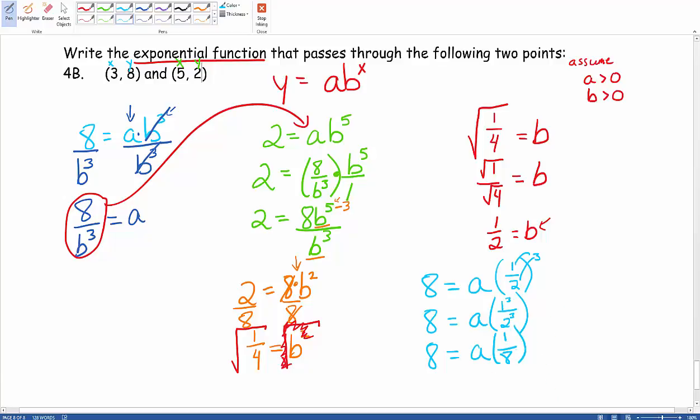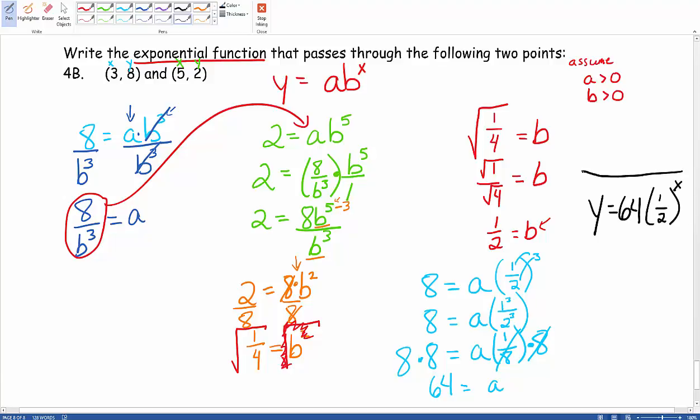And to get rid of this fraction of an eighth, we would have to multiply both sides by 8. So then on the right side, we're left with just a, because the eighth and 8 cancel out. And on the left side, we end up with 64. So a would have to be 64. Now the final answer to this would be y equals, just dumping in our a and our b, 64 times 1/2 raised to the x power. And this would be our function that would satisfy going through those 2 points.